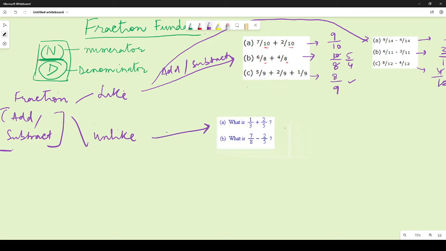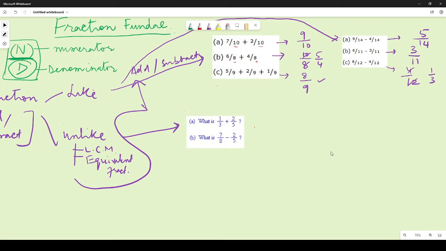So if there is an unlike fraction, you have to do 3 steps. So first step is to take out the LCM. Then you make equivalent fractions. And then after this, for the third step, you will go just like this and simply add or subtract. Let us see how it needs to be done. So first you take out the LCM.